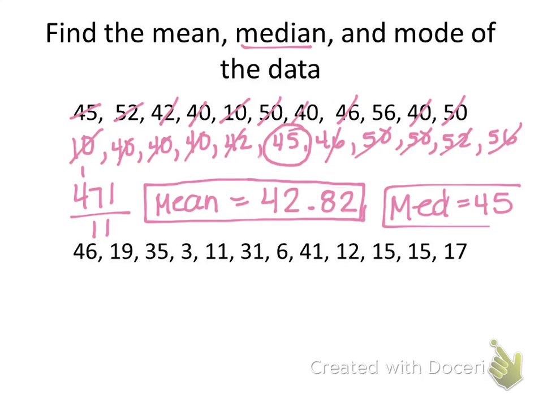And now my mode. My mode is my number that's listed the most. So let's go back. What number is listed the most? 40 is listed 3 times. 50 is listed twice, so 40 still beats it out. And so I know that my mode has to be 40.